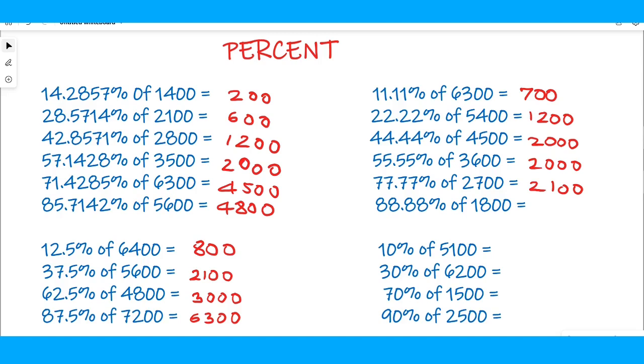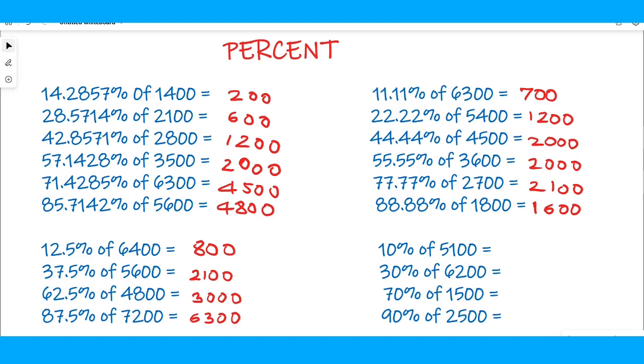88.88% of 1800. 88.88% is 8 upon 9. Hence 8 upon 9 of 1800. So first we calculate 1 upon 9 of 1800, which is 200, and 8 times 200 is 1600. Thus 88.88% of 1800 is 1600.